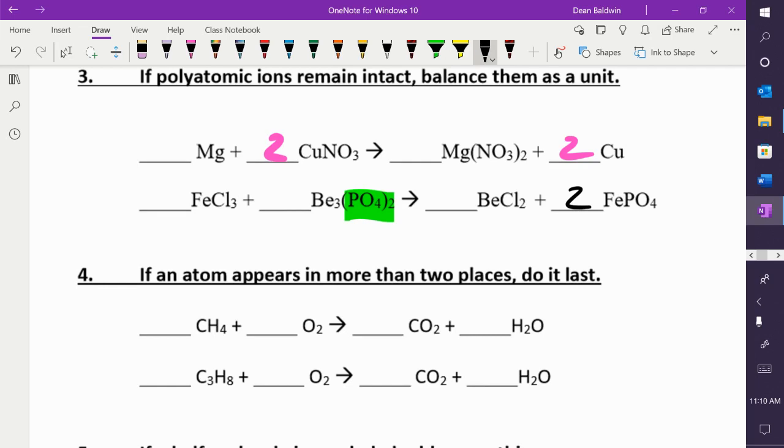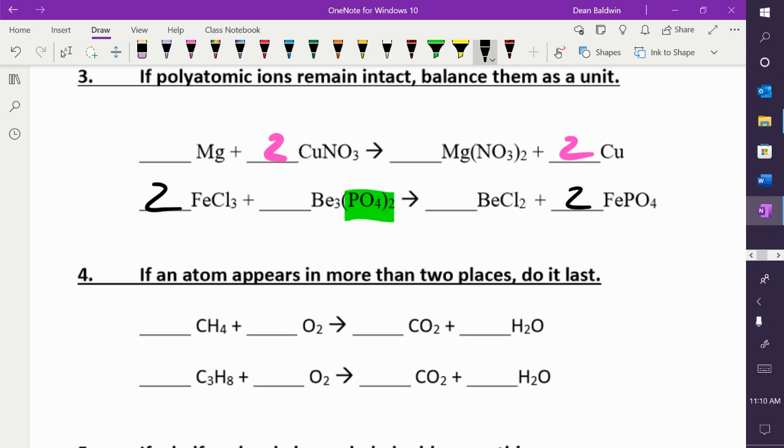So I got 2 phosphates on each side. So I'm happy. I have 2 irons here. How many irons do you have on this side? You have 1. How do I make that 1 a 2? You put a 2 in front of it. Boom. So the irons are balanced. The phosphates are balanced. What's left? Chlorines and berylliums.